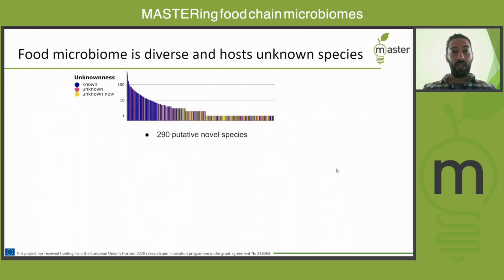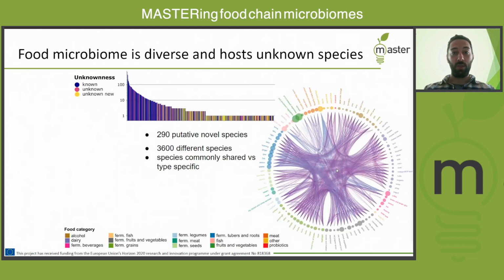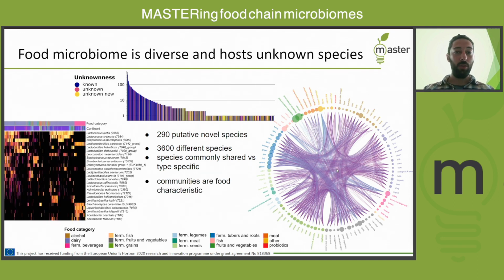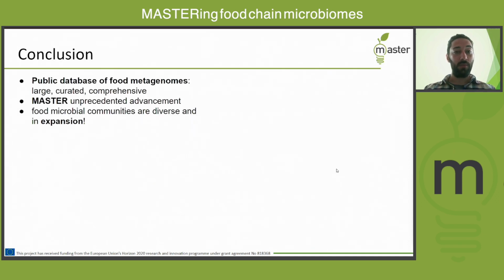And that's our result. We have been able to reconstruct almost 300 new putative novel species, over a total of 3,600 different species found in food, which we have been able to characterize among those which were commonly shared and those that were type specific. But all in all, the bottom line is that communities are very food characteristic.